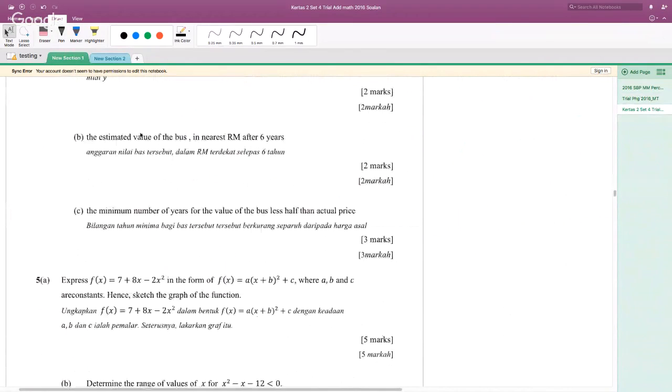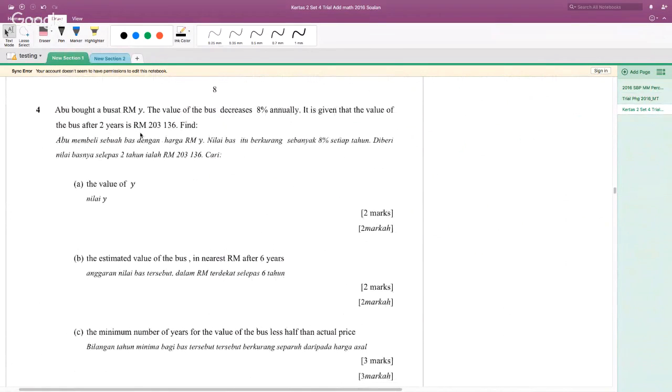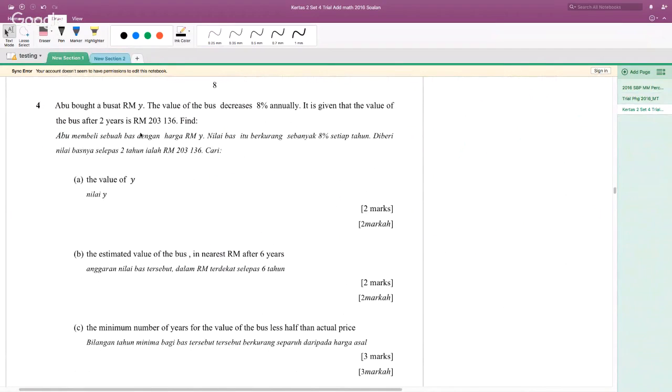Okay, so let's move on to this question. Okay. Abu bought a bus. This one is "bought a bus at", it's a separate word, okay? This one is not the pusat. Right, so Abu bought a bus at the RMY.